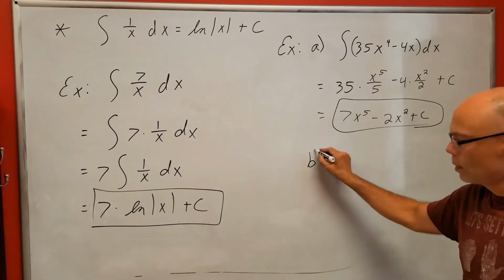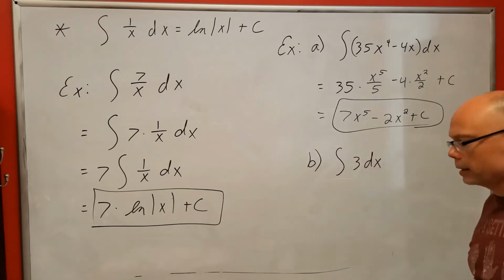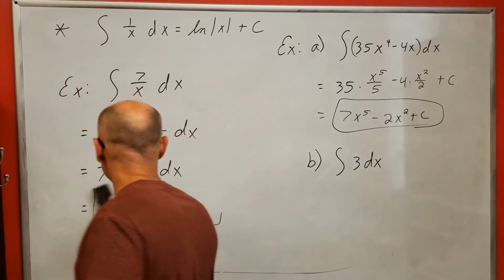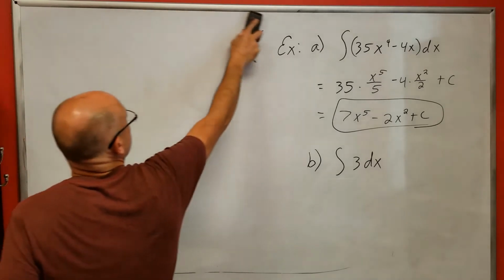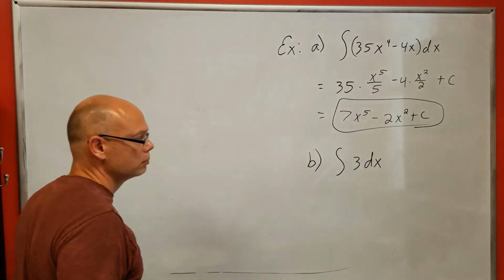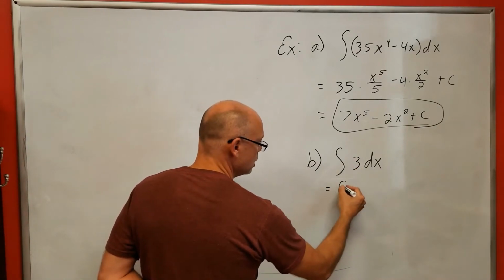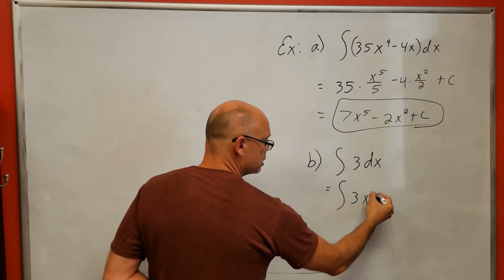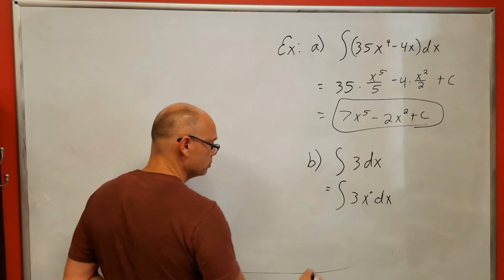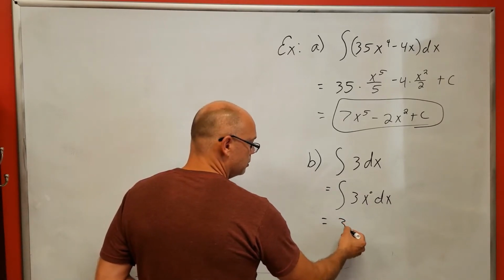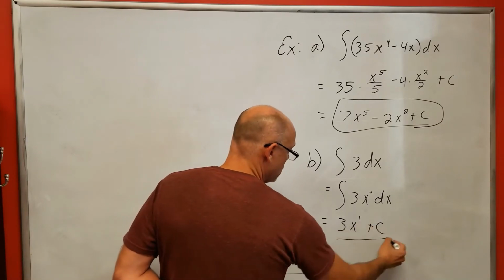B. What if we take the integral of 3 dx? Well, what's understood in here? Isn't this understood to be 3 times x to the 0 dx? Because x to the 0 is just 1, right? So wouldn't that be 3x to the 1st over 1 plus c, or 3x to the 1st, right?